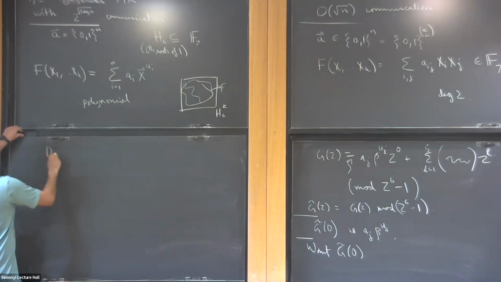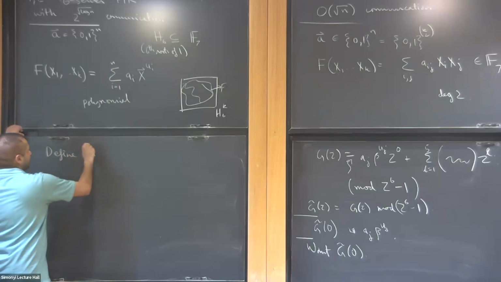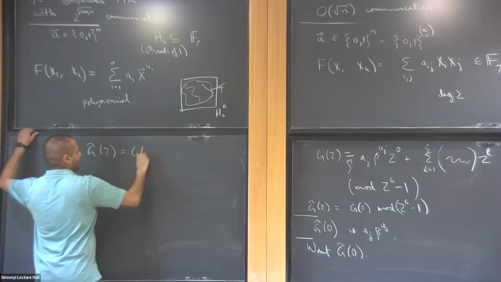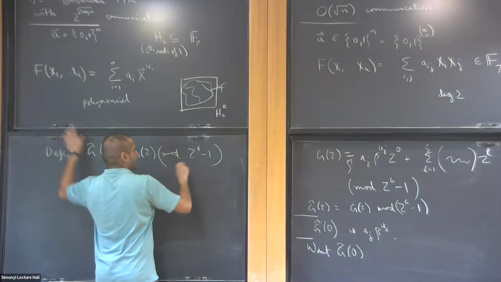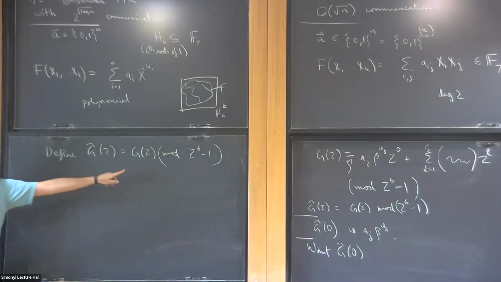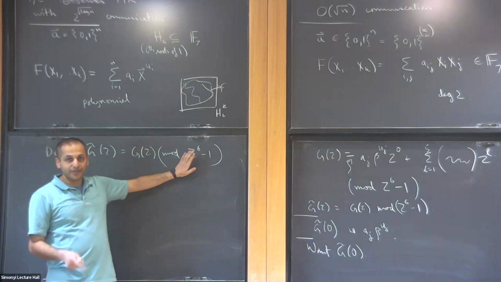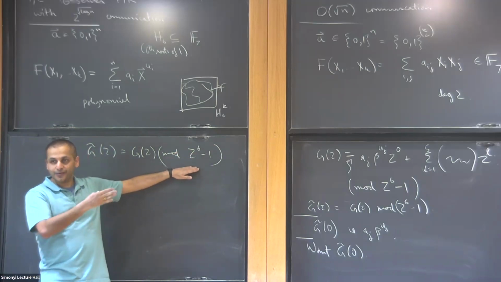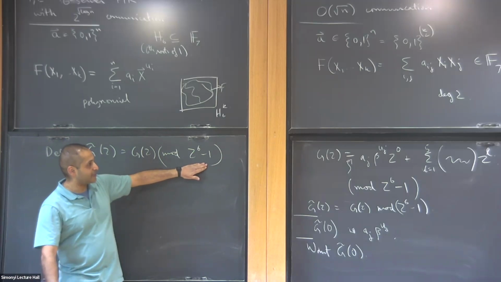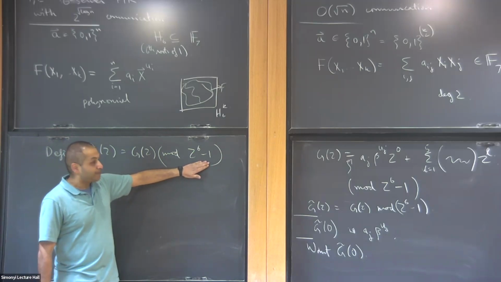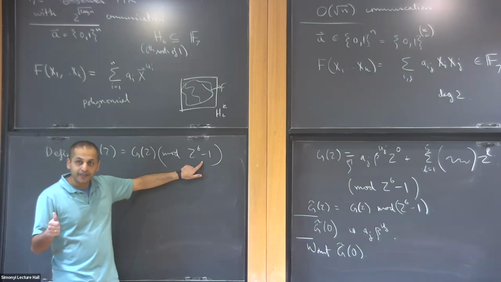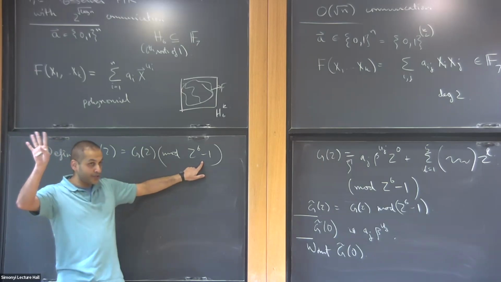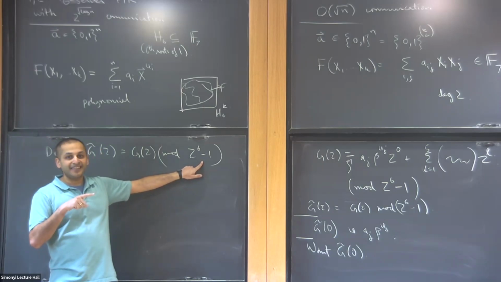So define G tilde of Z to be G of Z mod Z to the 6 minus 1. What are the roots of Z to the 6 minus 1 in F3? In F7, I knew they were the 6th roots of unity because this factorizes as Z minus 1 times Z minus omega all the way up to Z minus omega to the 5. What are the roots of this in F3? 1 and minus 1. Anything else? That's it. Then even in the F3 closure, how does this factorize?